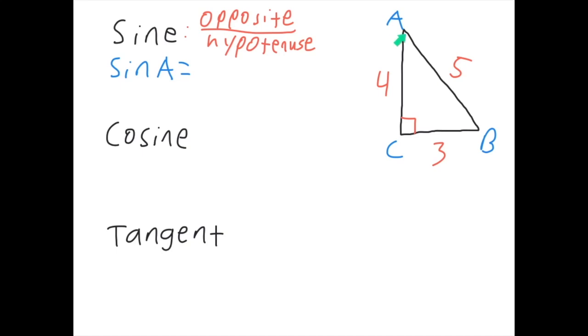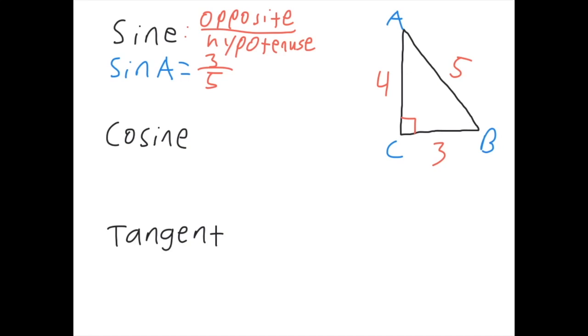Well, A is right here. The opposite side is the side that doesn't touch A. So that's this one right here, 3. So sine of A is 3 over, and then the hypotenuse, which is 5. So the sine of A is 3 over 5.